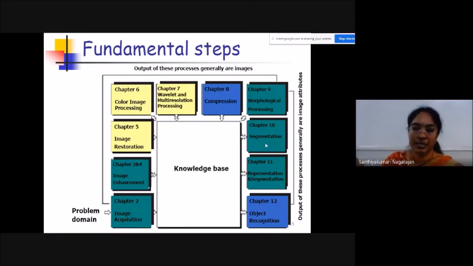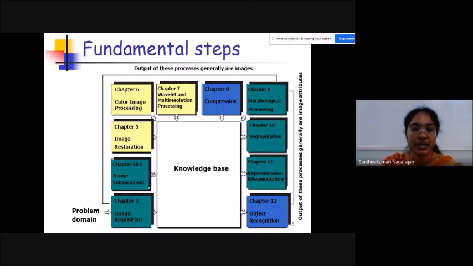Once you segment, you need to represent the segmented part, so segmentation and representation. And finally, after representing, you are going to give proper labeling and recognition. That is the description for the concerned segmented mechanism. Then finally, you are going to recognize that object. For these four steps, the outputs of these processes are generally image attributes.